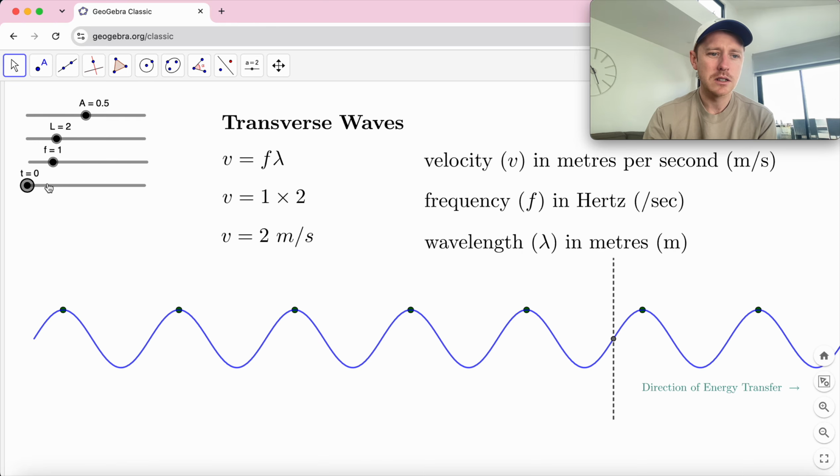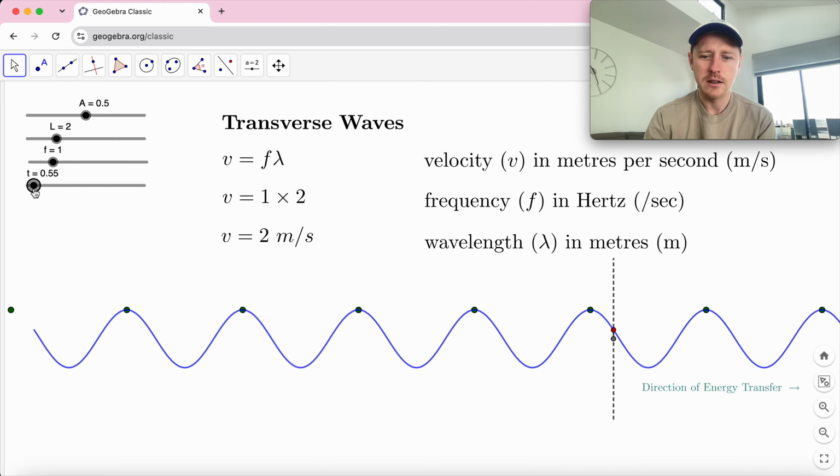Now, the last thing I want to mention is you probably noticed as this was moving along, that red point was just traveling up and down. This is what makes it a transverse wave. That red point is moving perpendicular to the direction of energy transfer. So it's just moving up and down.